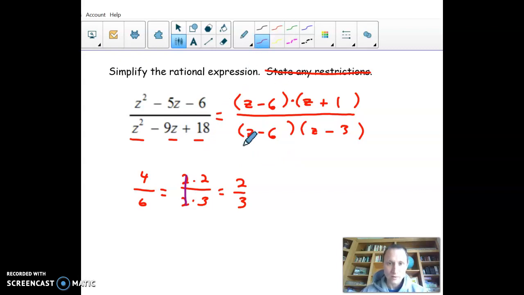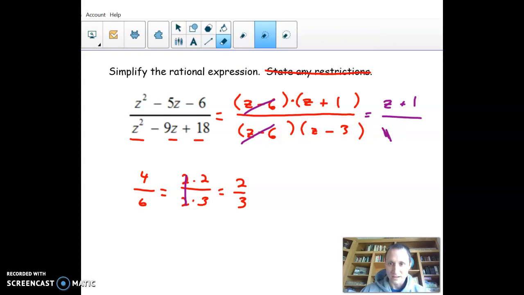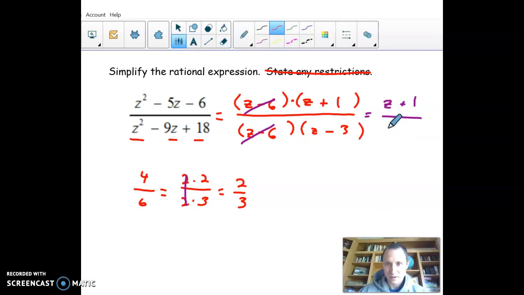All right, now it's the fun part. We go zoom, zoom, cancel it out. And what we're left with is z plus 1 on the top, and then just z minus 3 in the denominator. And that's it. Sorry, my pen is having difficulty writing here. Z minus 3.